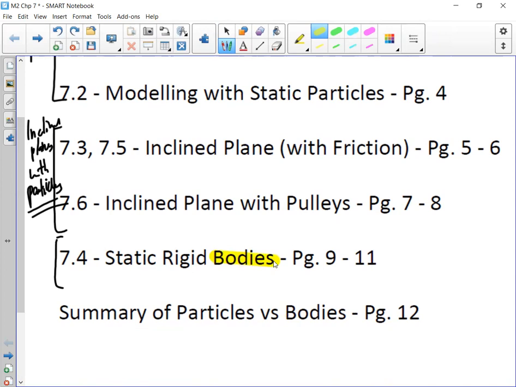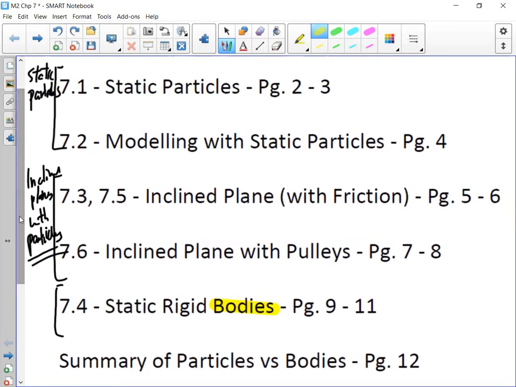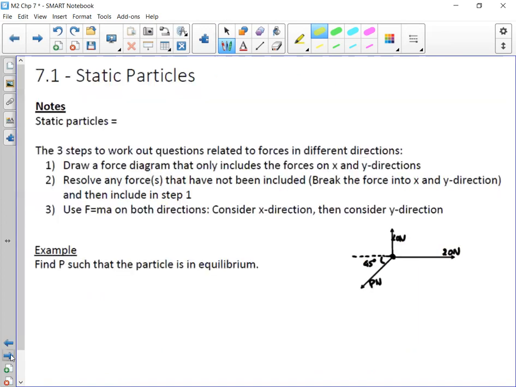Technically, the whole chapter is very exam heavy, but it's divided into 3 parts: the particles, inclined planes, and bodies. We'll talk about the difference between particles and bodies later. But essentially, in the first 2 parts, 7.1 to 7.6 apart from 7.4, we're going to use the same method that we used from before, which brings us to the notes for 7.1.